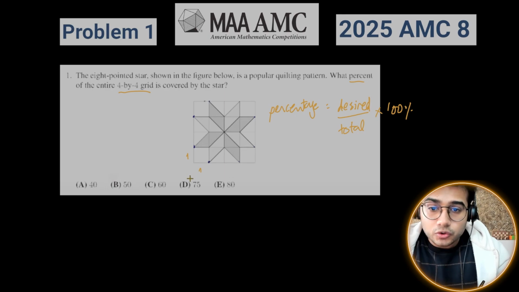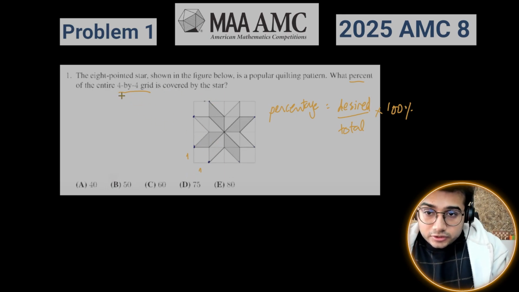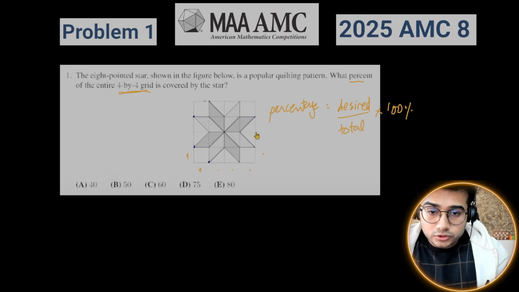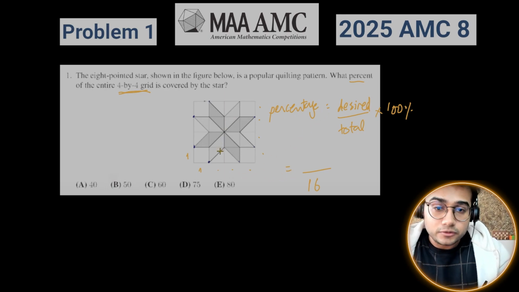Okay, so our total is going to be the 4x4 grid. So that will just be 1, 2, 3, 4, 1, 2, 3, 4. So 4 times 4, the total will be 16. Now let's take a look at how much of this area is covered by the star. So that's essentially the area of the star. A box has an area of 1, then half a box has an area of 1/2. So we'll just count the total number of boxes and half boxes that are covered by the star.